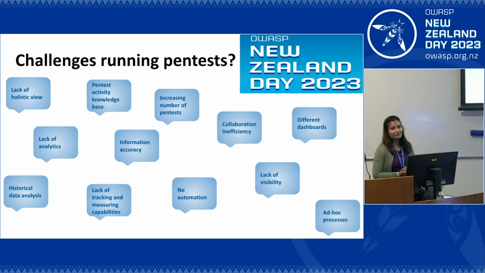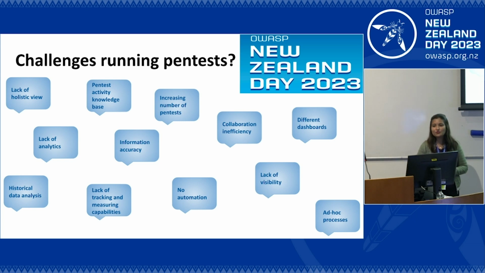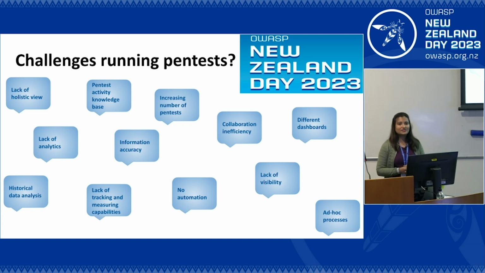Lack of analytics. If I want to understand today how many high, medium, low findings I have in my organization, basically what I need to do is take out Excel sheets of all these 3, 4, 5 departments, collate them, do a sum of them, and then analyze how many high, medium, and low findings I have, which is cumbersome.